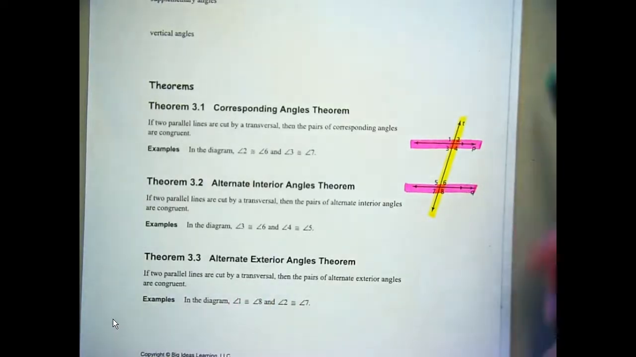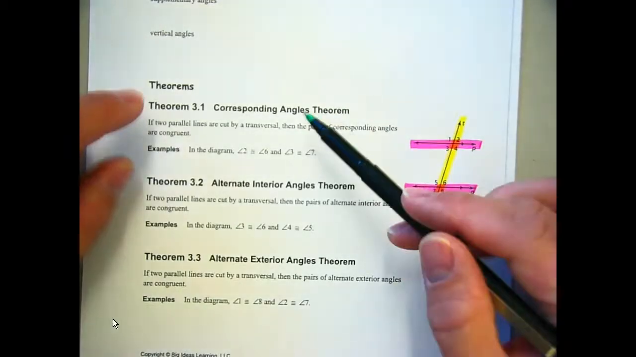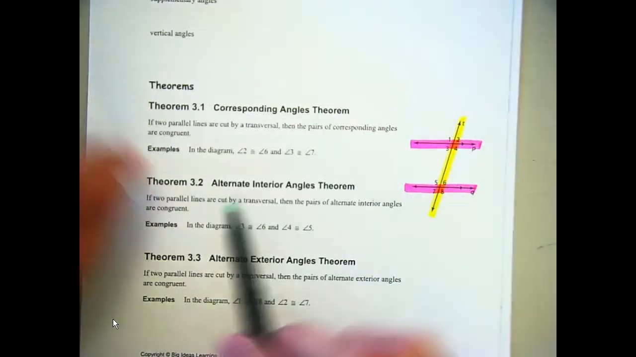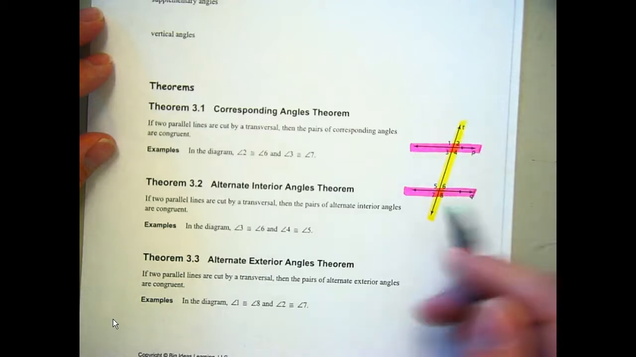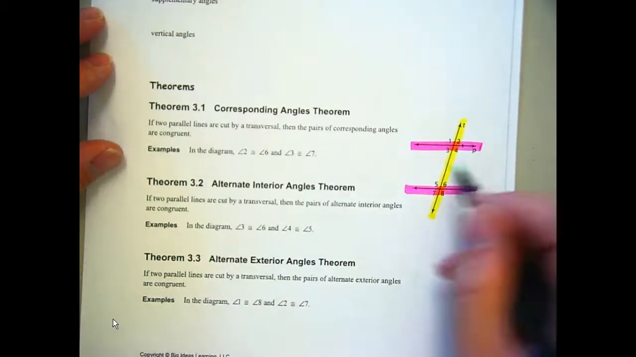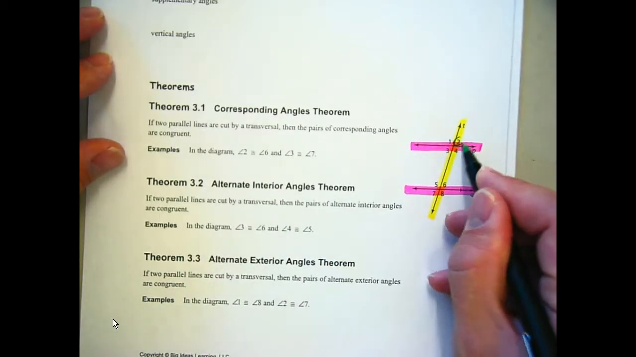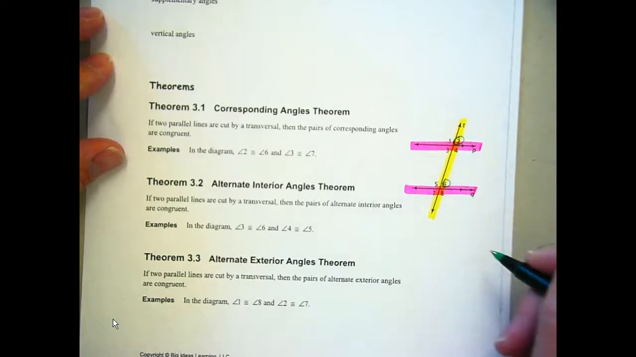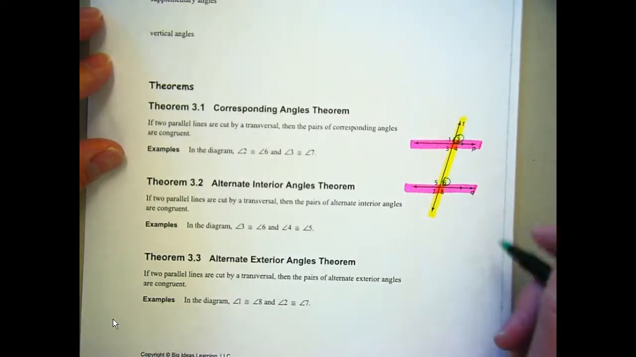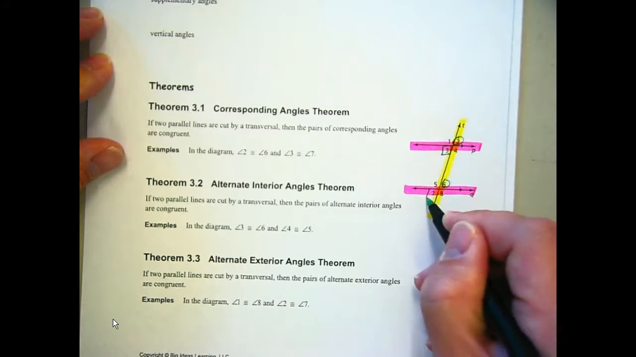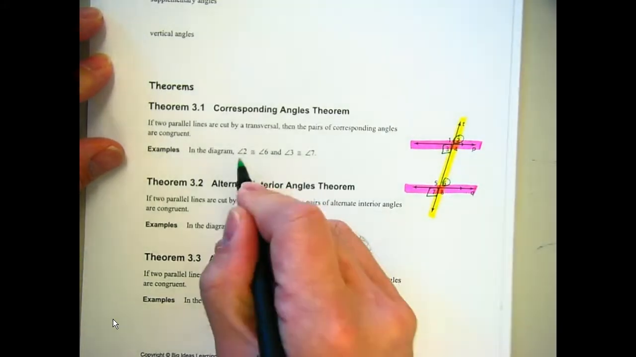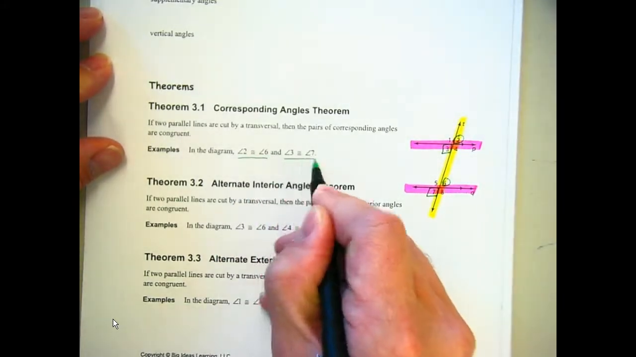Okay? So, a couple things. Corresponding angles. So remember the corresponding angles we talked about yesterday? Well, with parallel lines, if you have a transversal intersecting parallel lines, then you have corresponding angles that are congruent. So, for instance, 2 and 6 would be congruent. 3 and 7 would be congruent. That's what we're stating here.